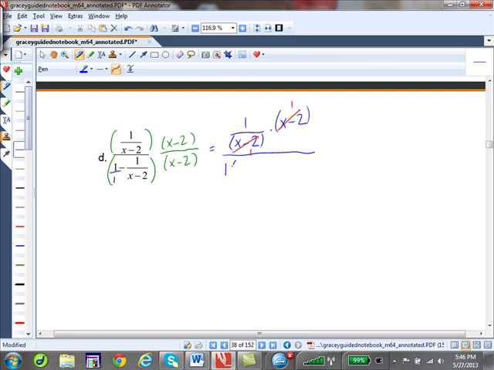And then we'll have 1 times x minus 2 minus 1 over x minus 2 times x minus 2. So those x minus 2's will divide out. So this is what we'll end up with. We will have 1 over x minus 2 minus 1, which is 1 over x minus 3. We're all done.